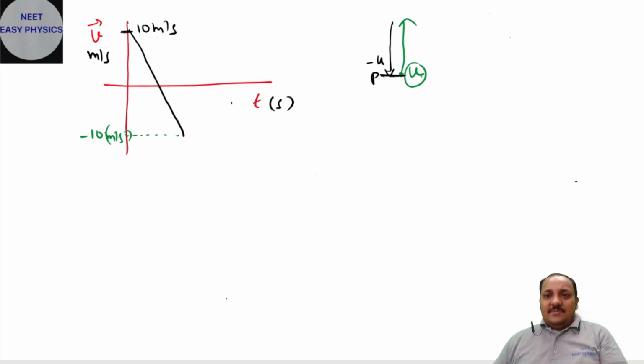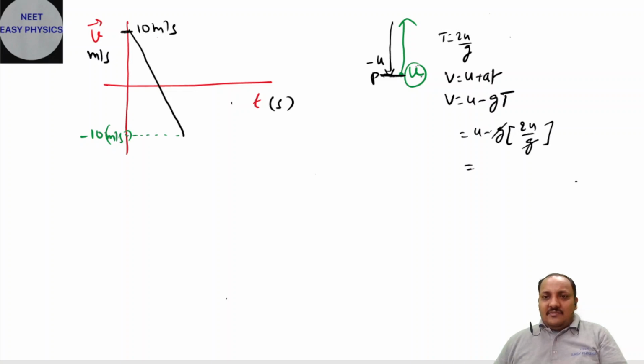If you want proof for this, let us assume it is projected with initial velocity u. Then how much time is it taking to reach the point of projection? Total time is 2u by g. What is the velocity after t time? v is equal to u plus at. v is equal to u minus gt. u minus g into 2u by g. Maybe we might have already discussed this. u minus 2u is minus u, so minus 10.